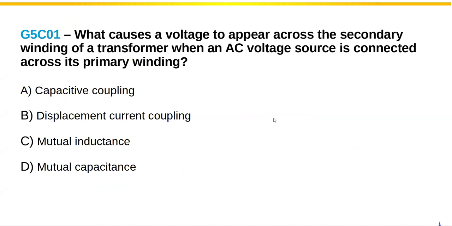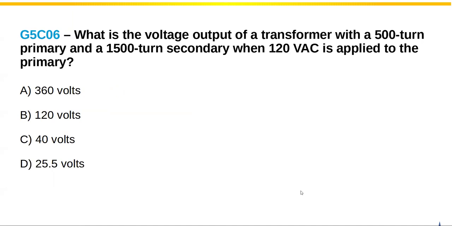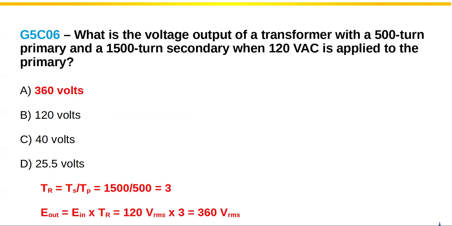So what causes a voltage to appear across the secondary winding when an AC voltage source is connected across its primary winding? Did you see Charlie? Okay, very good. What's the voltage output of a transformer with 500 turn primary, 1500 turn secondary, when you apply 120 volts to the primary? So you got a 3-to-1 turns ratio. 360. Very good.